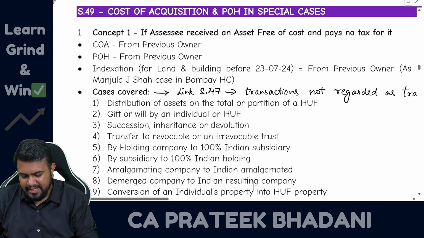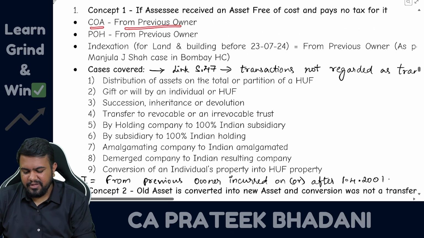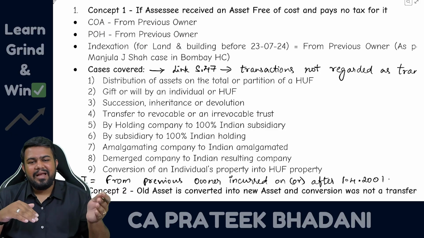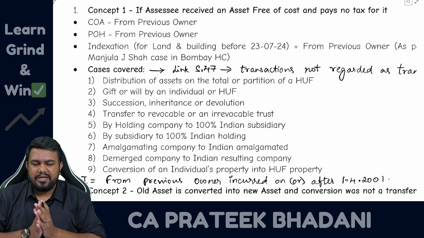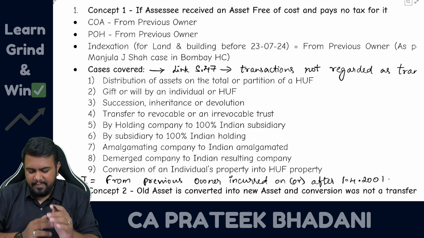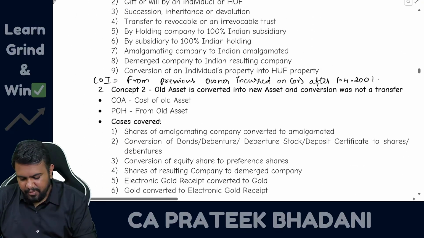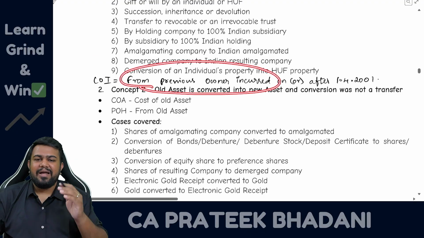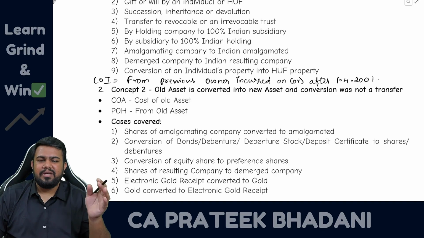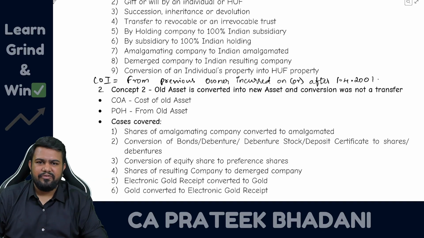So in all these cases, take the cost of acquisition from the previous owner, the period of holding from the previous owner, and if indexation is applicable at all, take indexation also from the previous owner itself, but make sure that you mention Manjula J. Shah. Now let's come to cost of improvement. Cost of improvement also you have to take from the previous owner, but I already told you, if the cost of improvement was incurred before 1/4/2001, you have to ignore such cost of improvement.